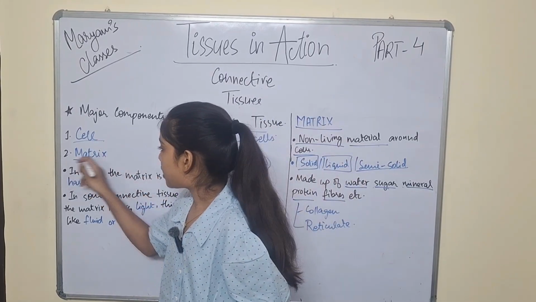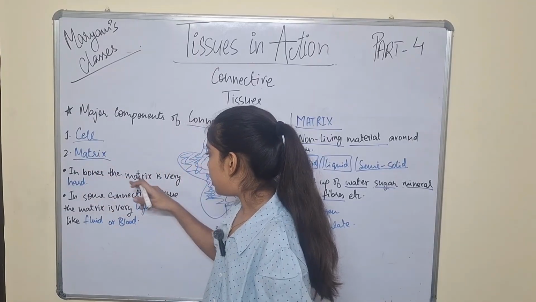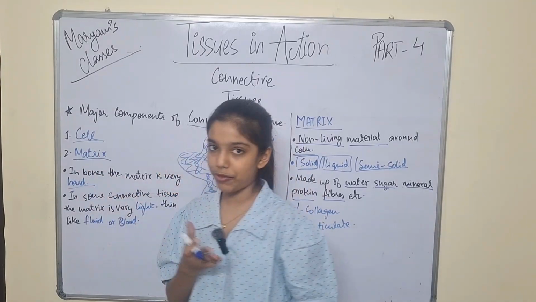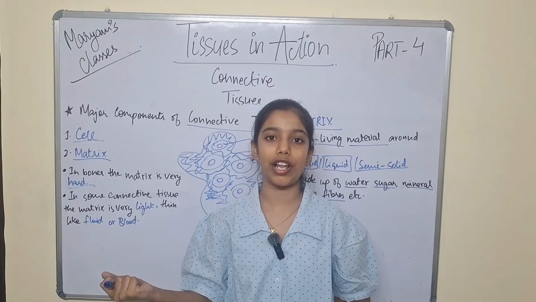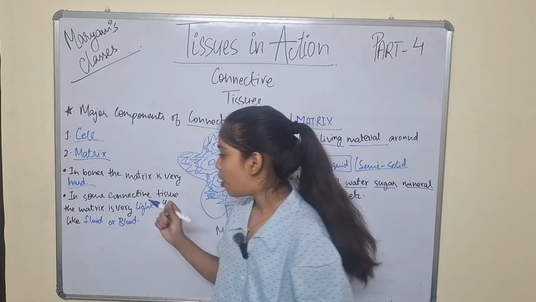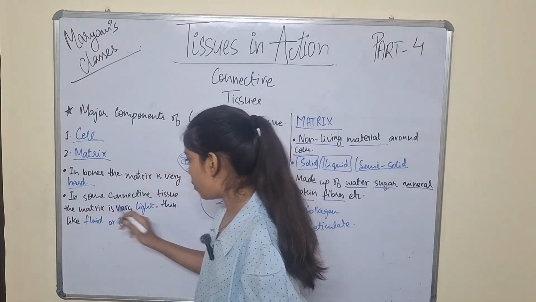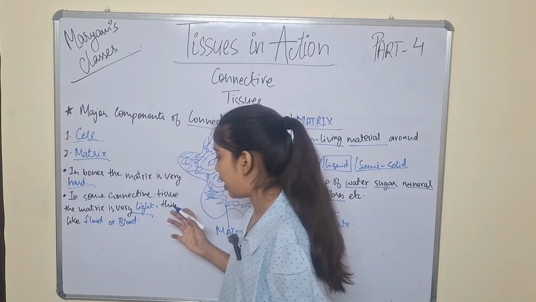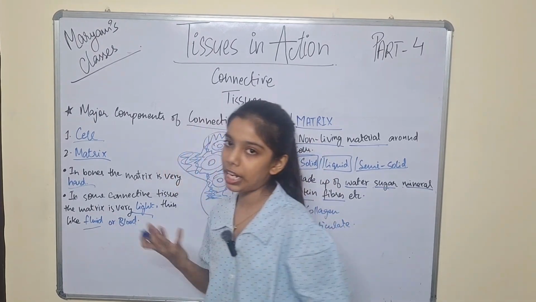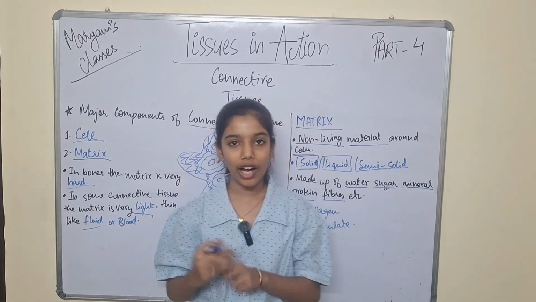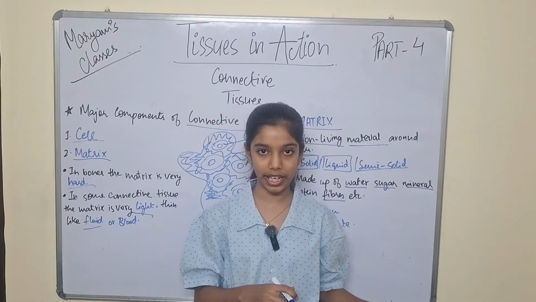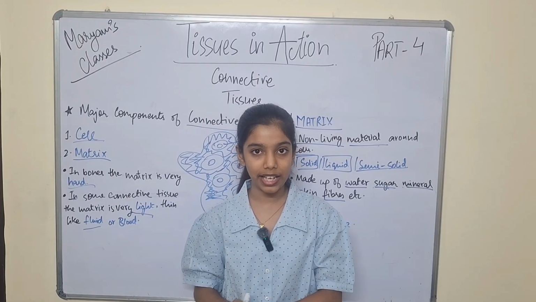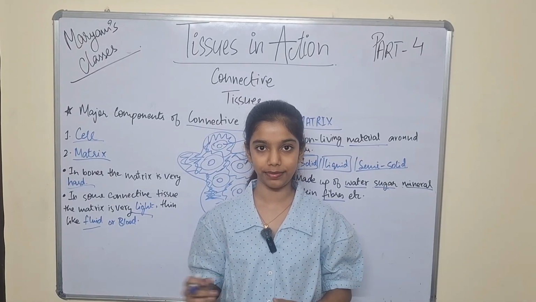So let's understand these. In bones, the matrix is very hard, as I have told you, because bones need strength. And in some connective tissues, the matrix is very light, thin like fluid or blood. Now we have understood the major components of connective tissues. Now let's understand the types of connective tissues.